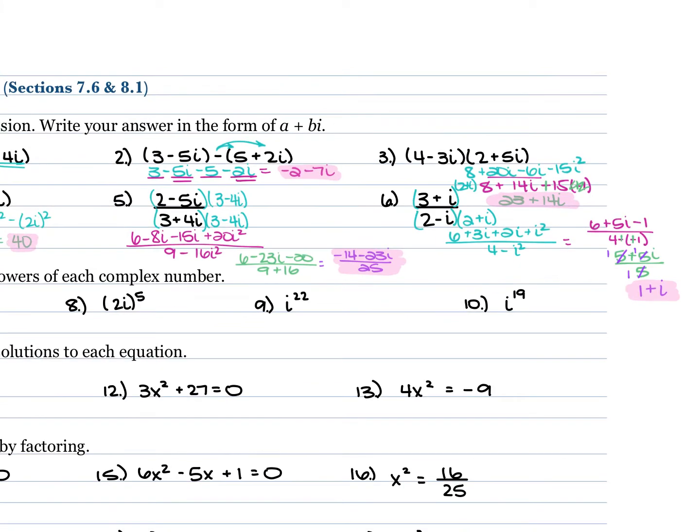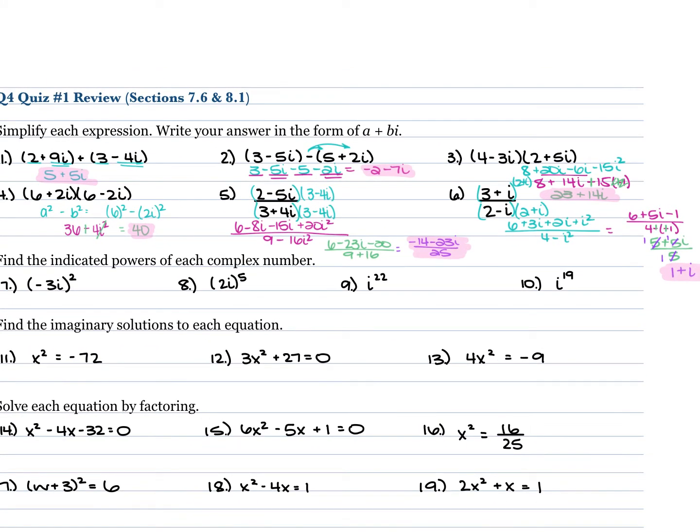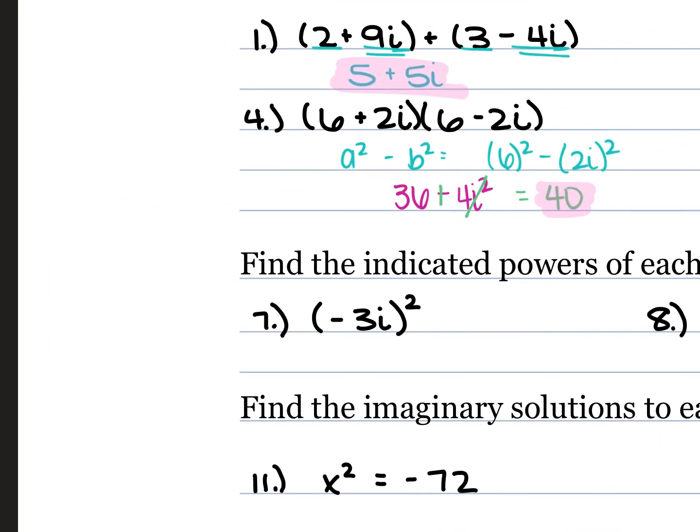For numbers 7 through 10, it tells you to find the indicated powers of each complex number. If you remember with these, you are going to use that chart. We said that chart looks like a coordinate plane. At the top, you're going to have 0.0, and that's going to be 1. To the right, it would be 0.25, and that would be i. On the bottom, it would be 0.5, and that would be negative 1. And to the left, that would be 0.75, and that would be negative i.